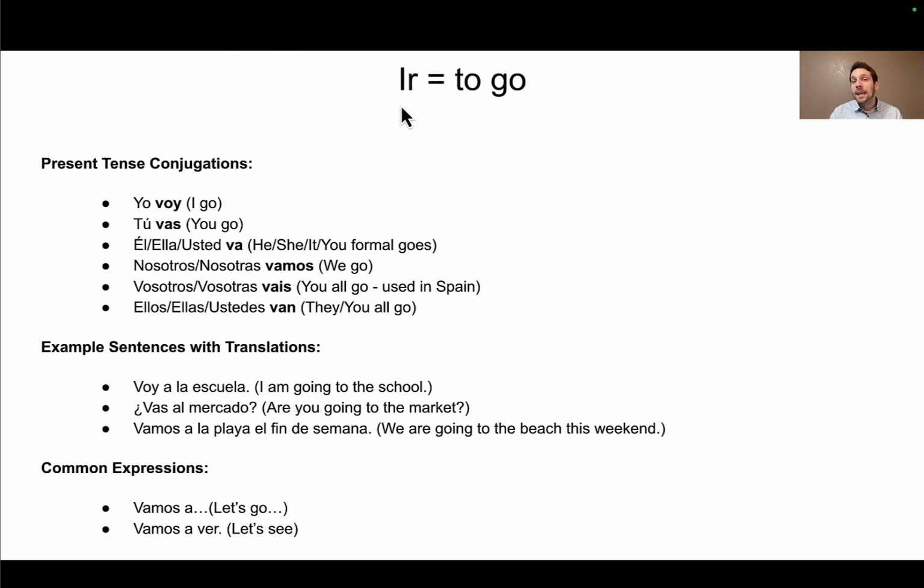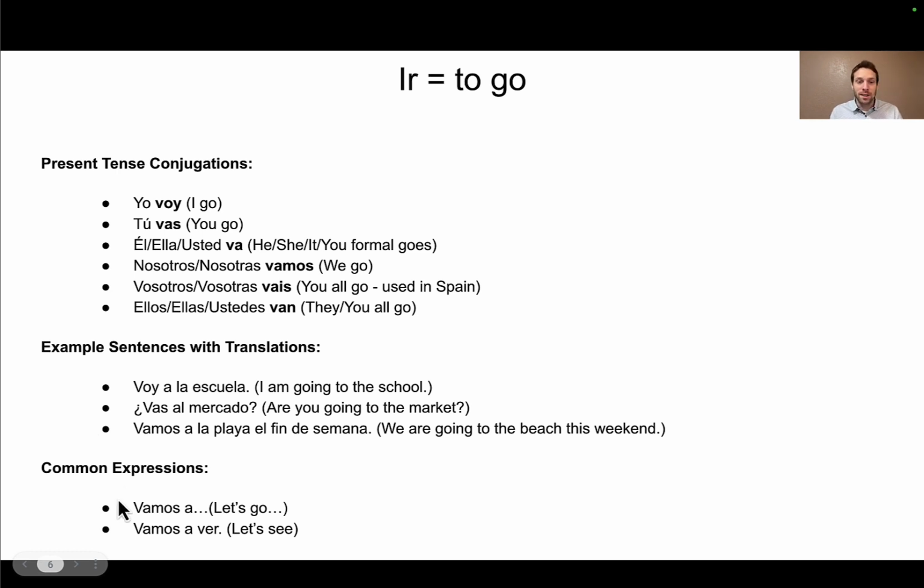Continuamos. The next one is ir, and it means to go. The way this verb changes is kind of unique. So to say I go, you would say voy, or yo voy. You go, vas. Va, vamos, vais, van. Some example sentences: voy a la escuela. ¿Vas al mercado? Vamos a la playa el fin de semana.